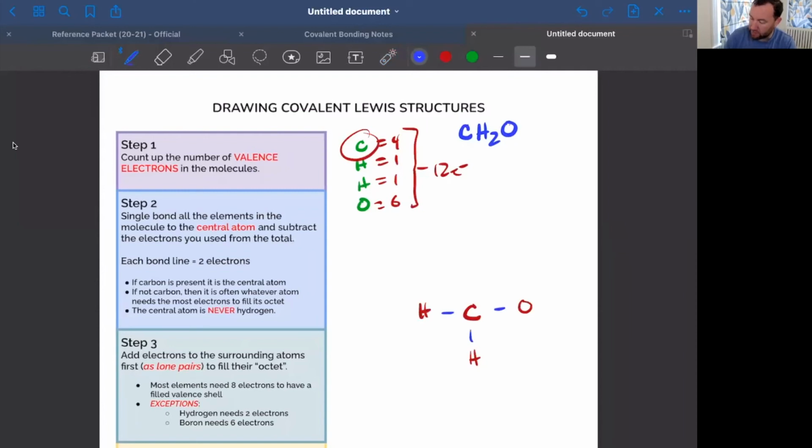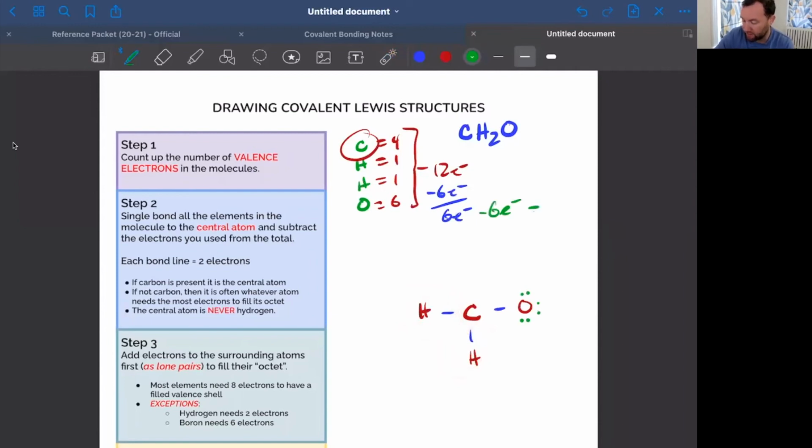How many electrons did I use? I used 6, so minus 6 electrons. I have 6 electrons remaining. I put them on the outside first. Remember, hydrogens never get lone pairs. They're happy, they're done. So I put them on the oxygen first. 1, 2, 3, 4, 5, 6. So now that's 6 electrons.